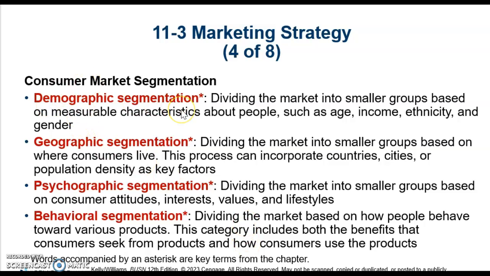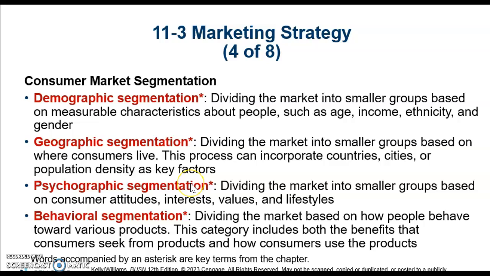So we have demographic segmentation, and this is where you divide the market into smaller groups based on measurable characteristics about people. So this could be based on age, income, ethnicity, and gender. Geographic segmentation is dividing the market into smaller groups based on where the consumers live. So this process can incorporate countries, cities, or population density as key factors.